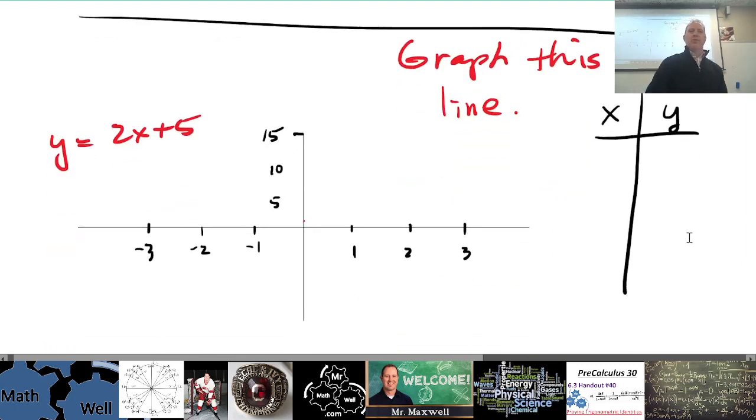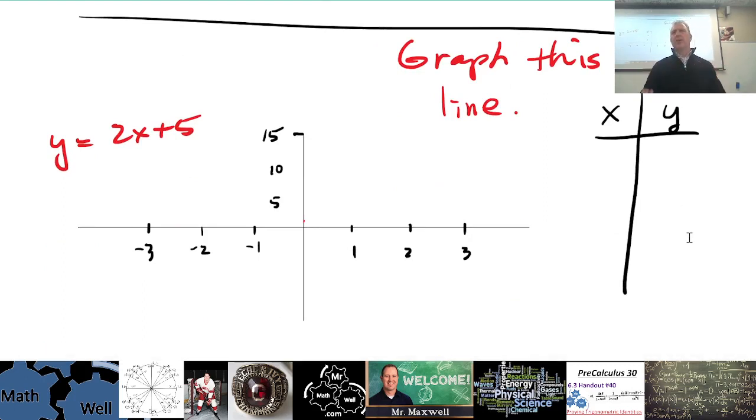Let's get some practice with graphing a line. This is really important. You should know how to do this, but I find that in high school, students are not very good at graphing lines, especially going just from a table of values. So I want you to write this down so you have this, and you can do this with me.